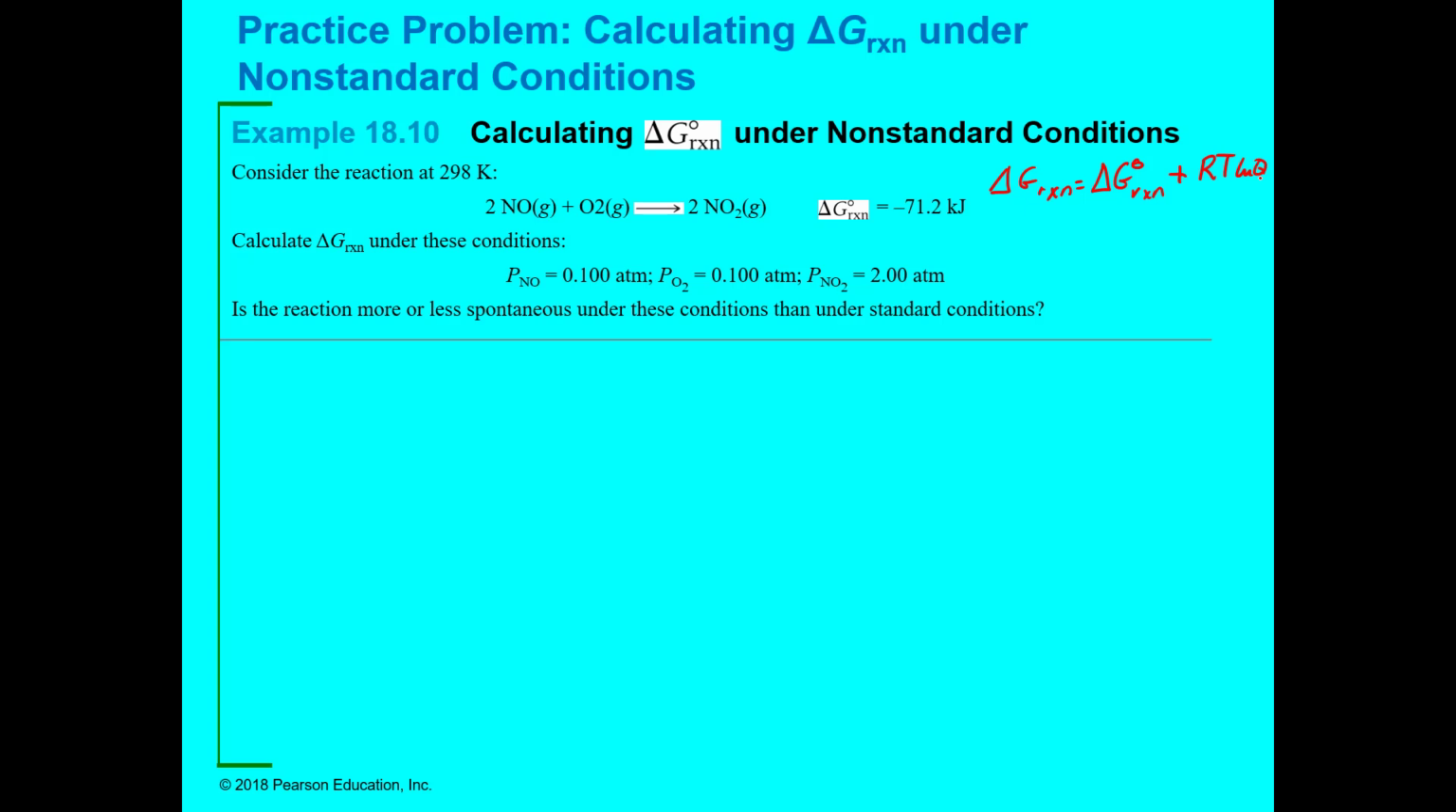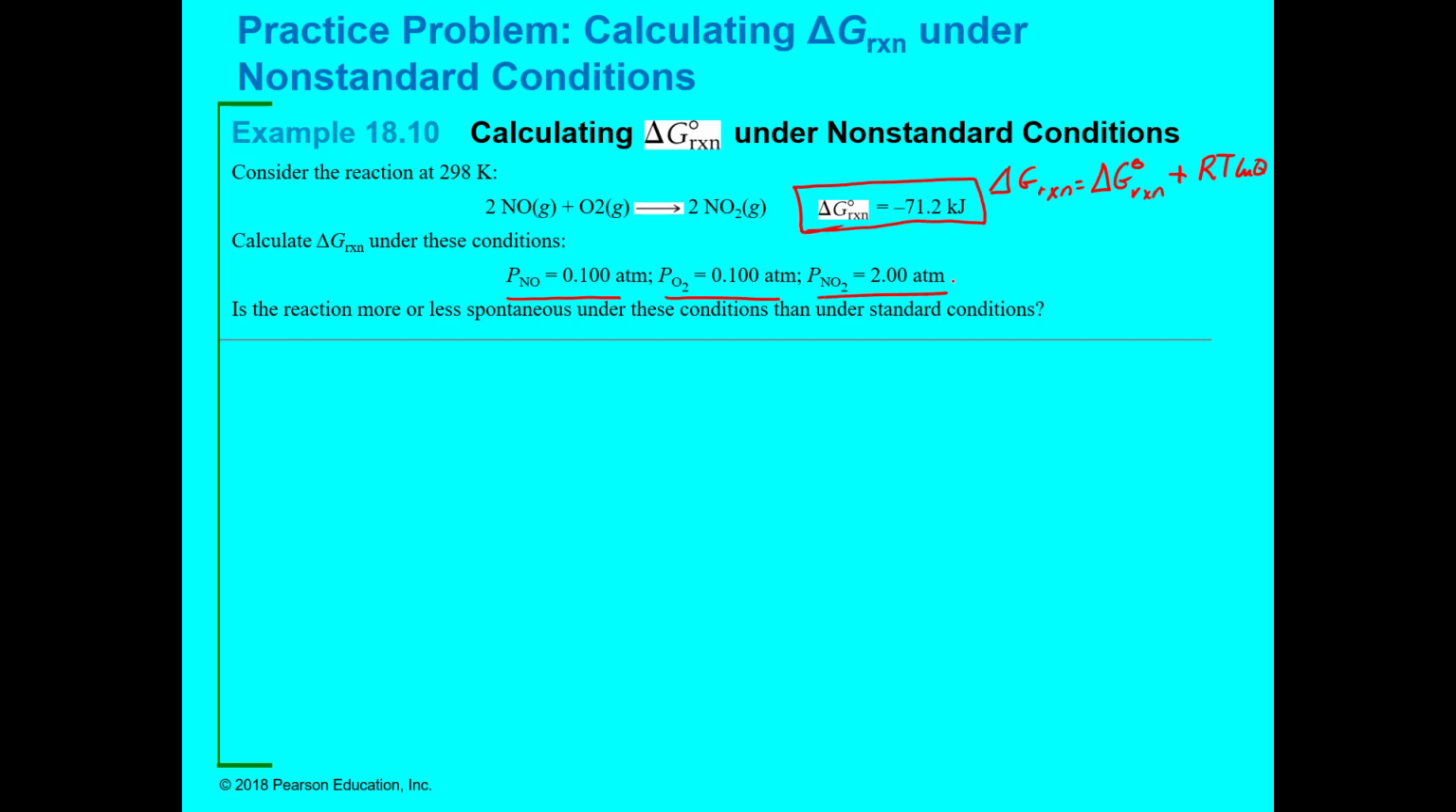All right, so now we're going to calculate this under these conditions. Notice that we have normally at room temperature and at standard conditions, remember what that was? 1 atmosphere, okay? Then we would get a negative 71.2 kilojoules, and that is spontaneous, okay? That's a good spontaneous reaction. But our conditions, we have concentrations of 0.1, 0.1, and 2 atmospheres.